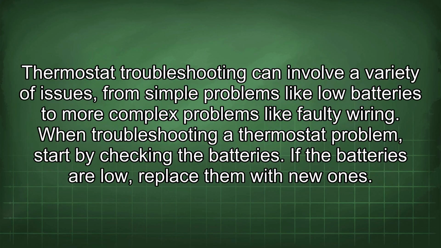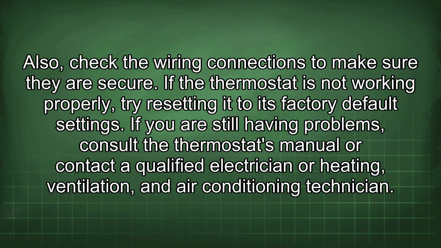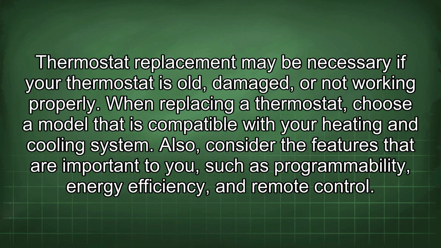Thermostat troubleshooting can involve a variety of issues, from simple problems like low batteries to more complex problems like faulty wiring. When troubleshooting a thermostat problem, start by checking the batteries. If the batteries are low, replace them with new ones. Also, check the wiring connections to make sure they are secure. If the thermostat is not working properly, try resetting it to its factory default settings. If you are still having problems, consult the thermostat's manual or contact a qualified electrician or heating, ventilation, and air conditioning technician.